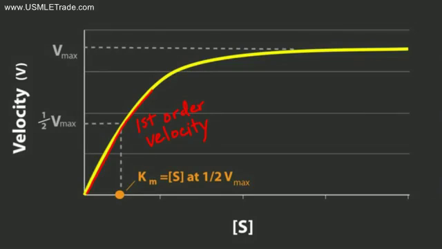Now once that enzyme gets saturated, you can't make the reaction go any faster no matter how much substrate you add. So up here, the enzyme is completely saturated and the reaction velocity reaches a plateau. We call this zero-order velocity, or zero-order kinetics, because the velocity is completely independent of the substrate concentration. It doesn't matter if you've got 1,000 particles of substrate or 1,000,000 particles.